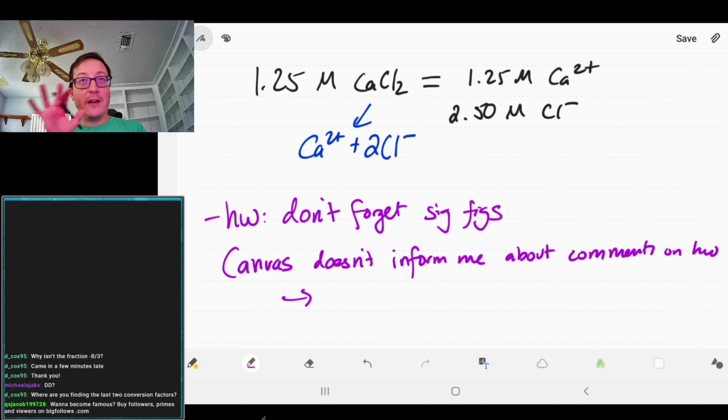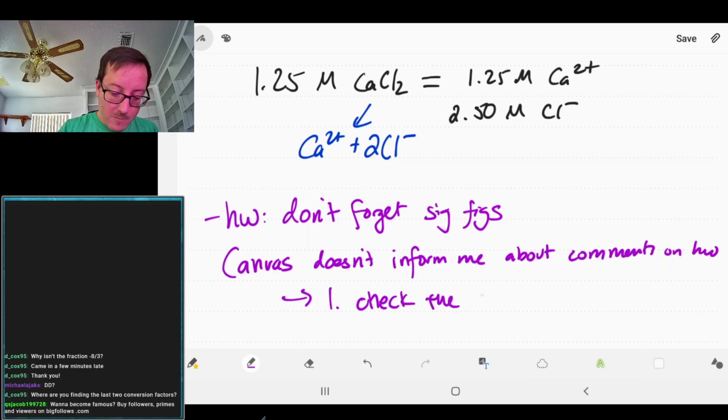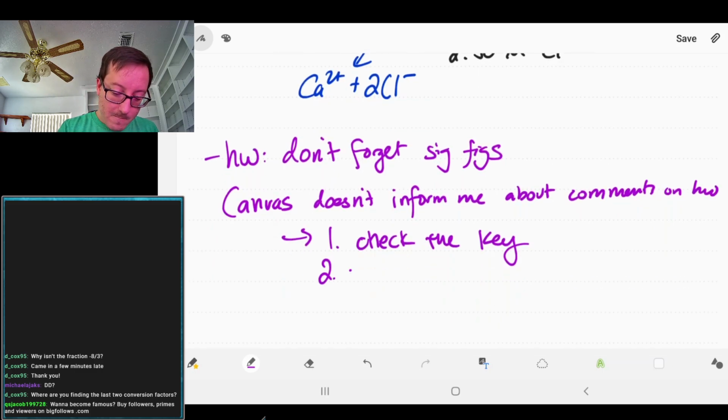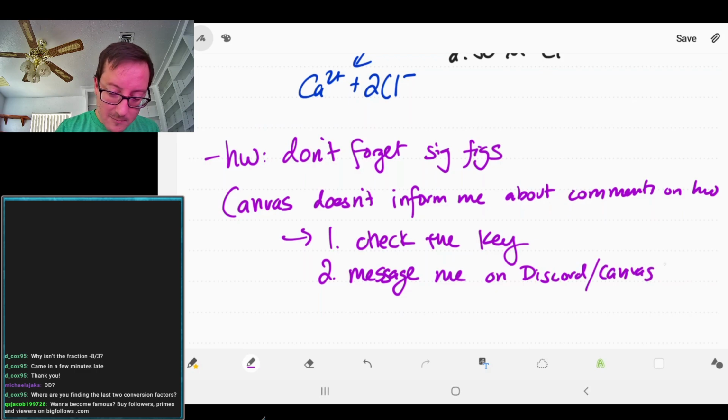So if there's a problem, or if you're like, hey, why did I do this? First step is check the key, the homework key. Check the key. You should always be doing that as soon as I post the key, by the way. You should be checking your answers with the key. Always, always do that. And then you can message me on Discord or Canvas or email, whatever. Those ways I will see them.